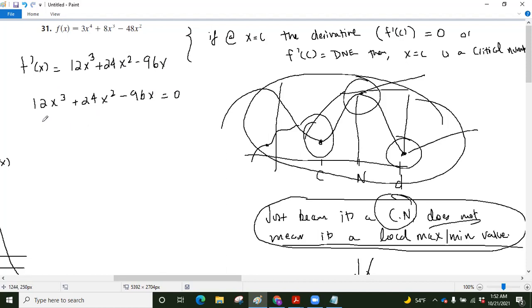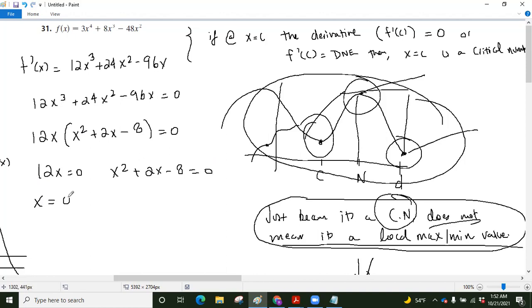So in this particular case, we could factor out a 12x, because 12 is common and x is common. Then we have x squared plus 2x minus 8 equals 0. This is a manifestation of the zero product property, which says that if you have two things multiplied together, one of them must be 0. So we set each of them equal to 0 individually, and then we solve. So we get x equals 0 from the first factor.